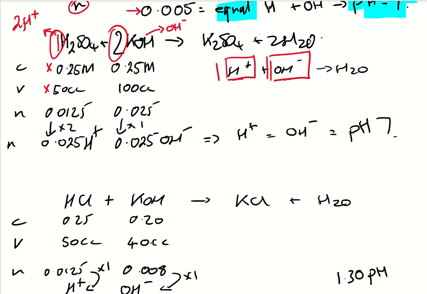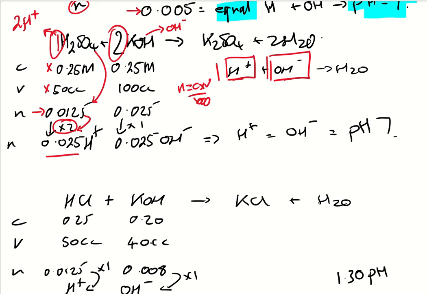So my moles of my acid is 0.0125. Again, I just do n equals concentration times volume over 1,000. And my moles of my potassium hydroxide is 0.025. But remember, I always want to get to moles of H+ ions and OH- ions. Because every mole of the acid gives me 2 moles of H+ ions, I take the moles of acid and multiply by 2, which gives me 0.025 moles of H+ ions.